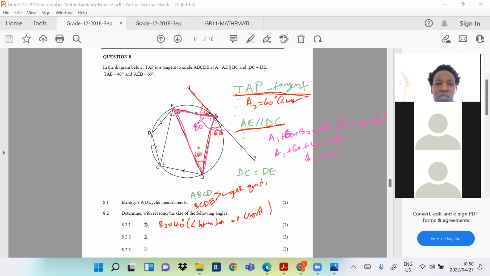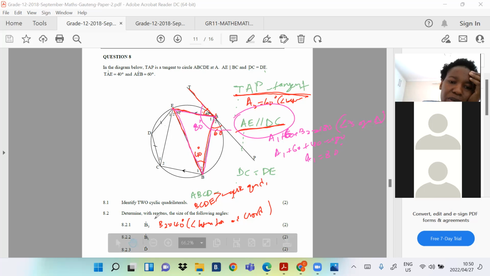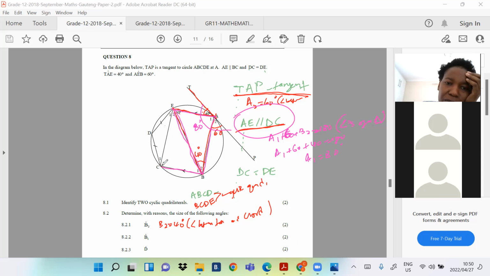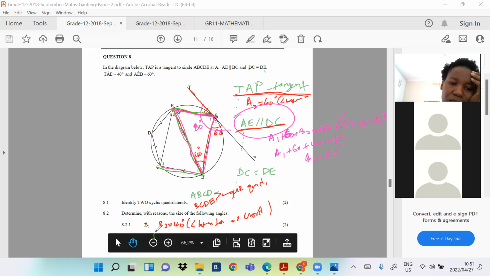But let's go back to the question. What else did they need? You see, they wanted B1. B1, what else did they give? They told us this is parallel. So B1, where is B1 sitting? Can you see B1 is sitting on the parallel line, and it forms a Z shape? Therefore, B1 is how much? 60. B1 is 60 degrees because alternate angles are equal and because line BC is parallel to AE.